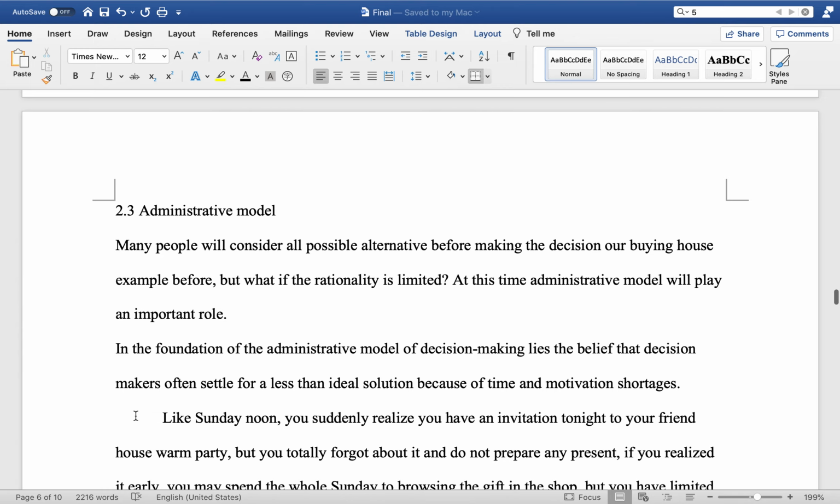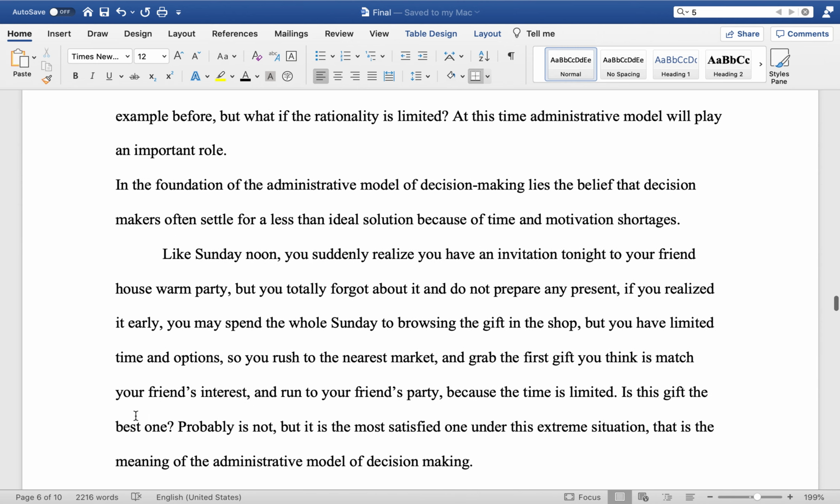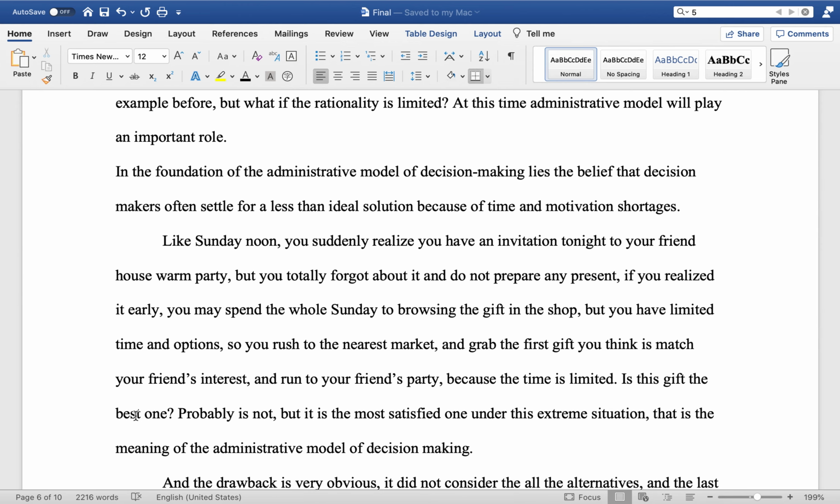At this time, the administrative model will play an important role. To explain this model with an example, it's like Sunday noon, and you suddenly realize you have an invitation tonight to your friend's housewarming party, but you totally forgot to buy him any present. If you realize it early, you may spend the whole Sunday browsing for a gift, but you have limited time and options.